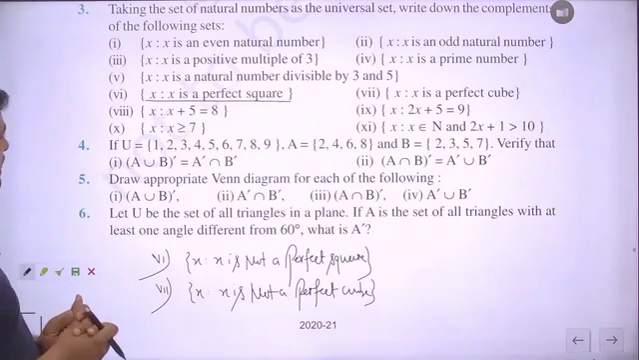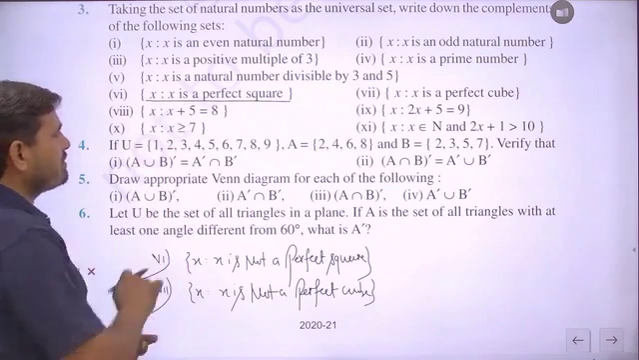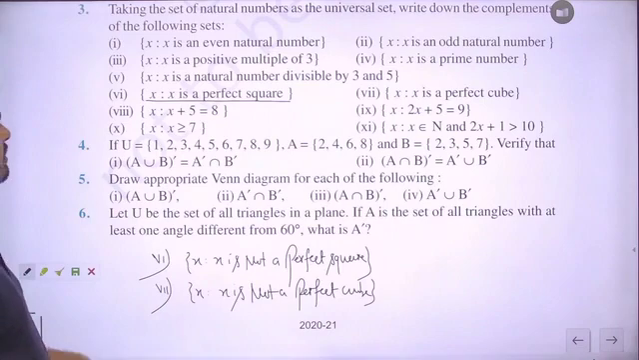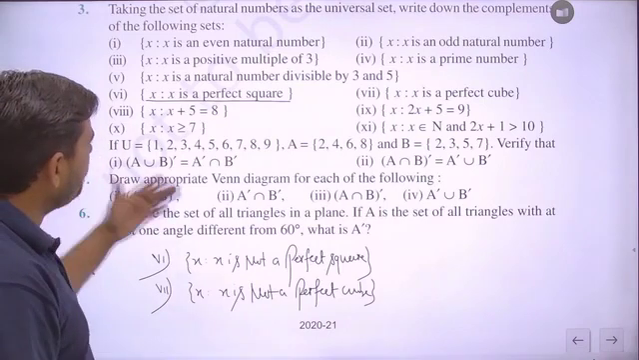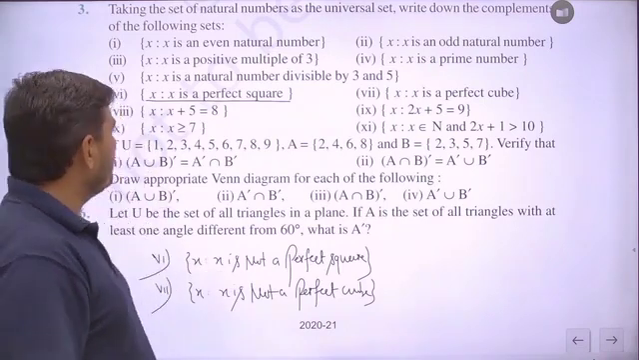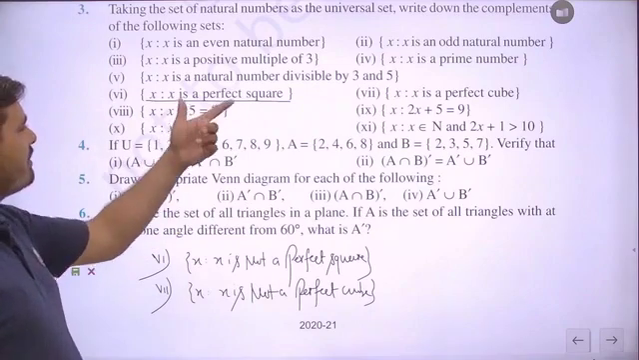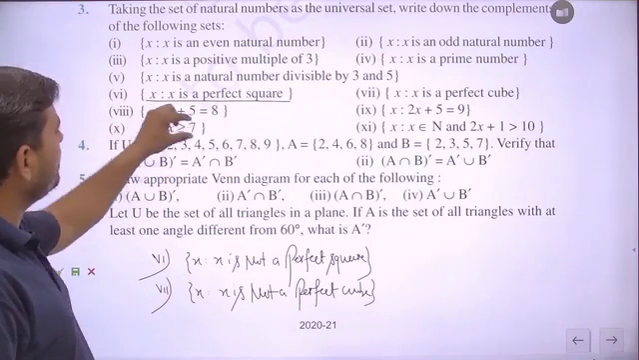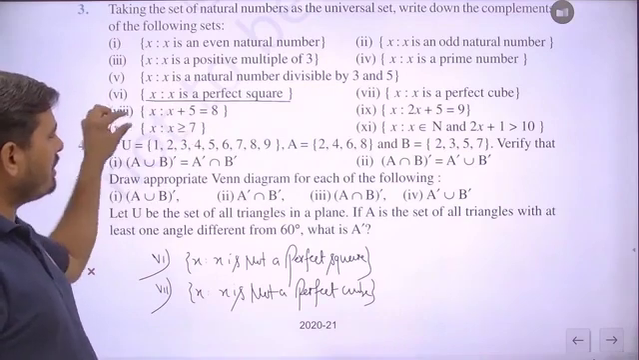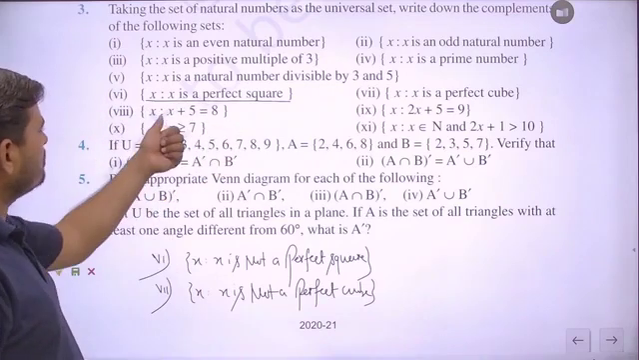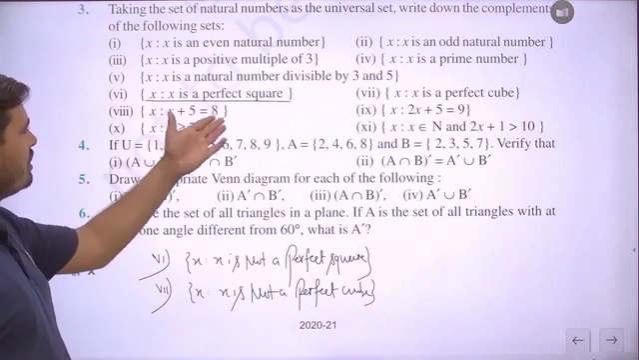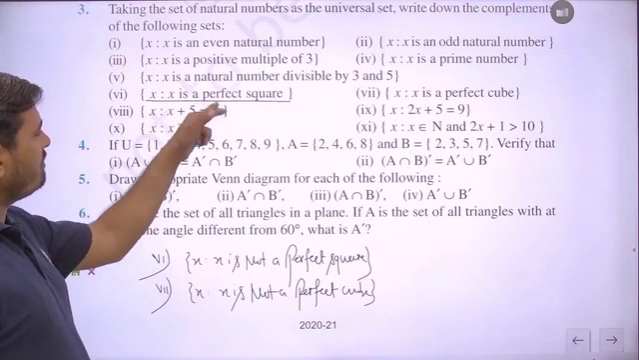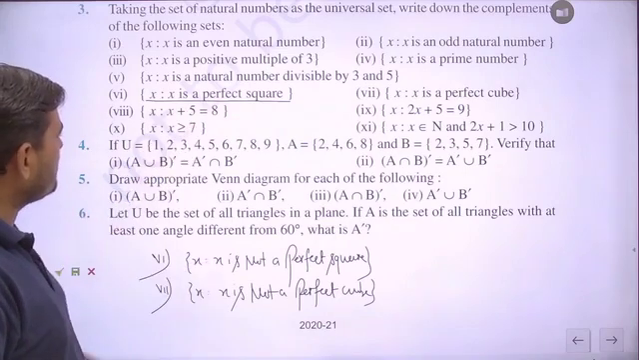Next the eighth part you can take. In the eighth part, x such that x plus 5 equals 8, means here x plus 5 equals 8. Then students, there are many kinds of x you can obtain here, because x plus 5 equals 8, then you can write down the roster form. If you have to write the roster form, then the value of x will be equal to 3. You can remove the 5 from here, then 5 gets subtracted, and you can say that x equals 3.